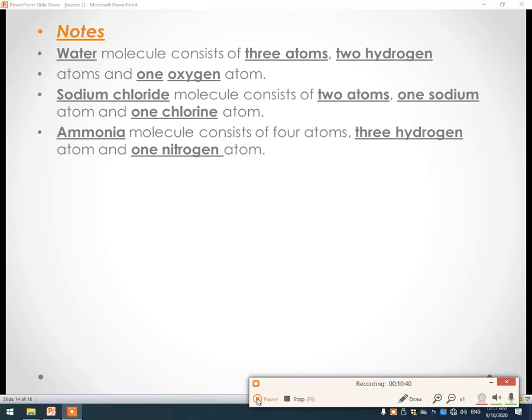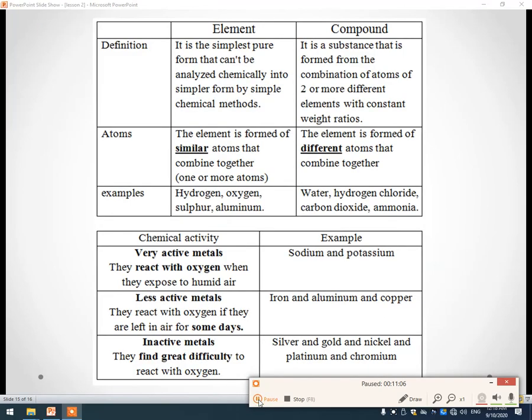And take care, we have some notes here. The first one, the water molecule consists of 3 atoms, 2 from hydrogen and 1 from oxygen. The sodium chloride molecule consists of 2 atoms, 1 sodium atom and 1 chlorine atom. The ammonia molecule consists of 4 atoms, 3 hydrogen atoms and 1 nitrogen atom. And here we have a comparison table between the element and compound by definition, atoms, and example.